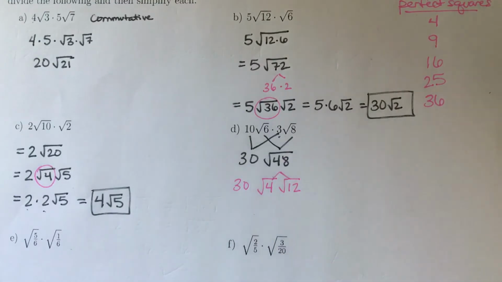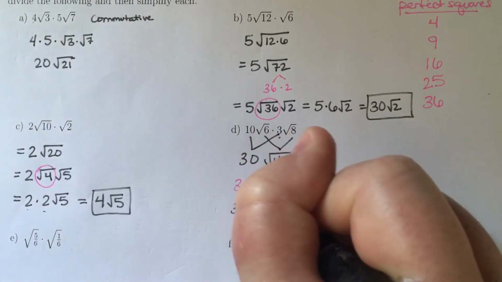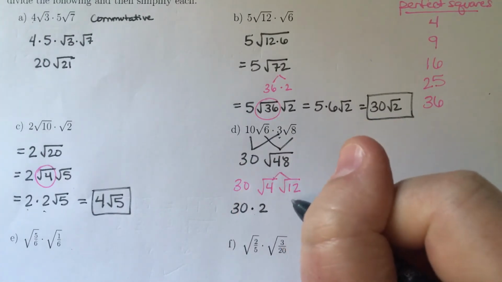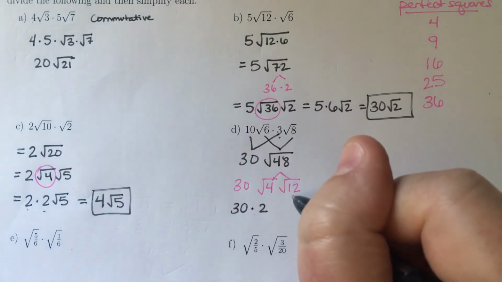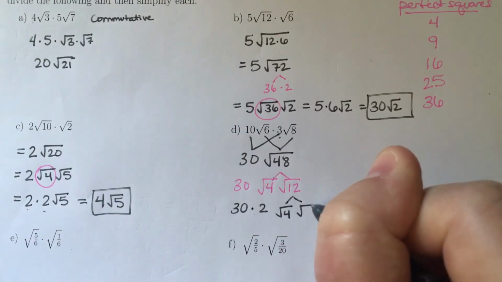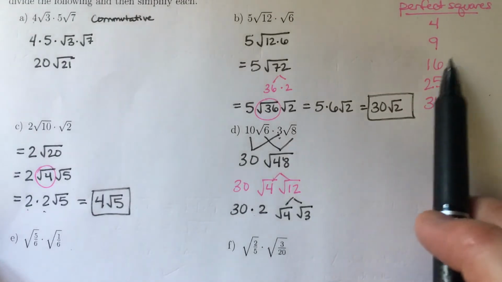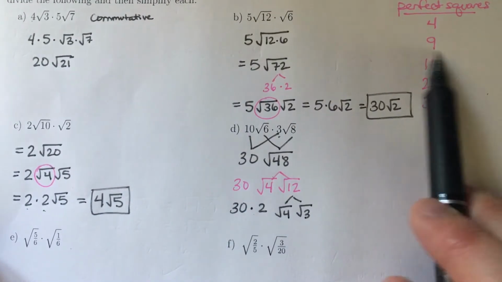The square root of 4 is 2. So this gives me 30 times 2. But then the square root of 12, I feel like there's another perfect square that goes into that. 4 also goes into 12. So it turns out that we could have actually used 16.